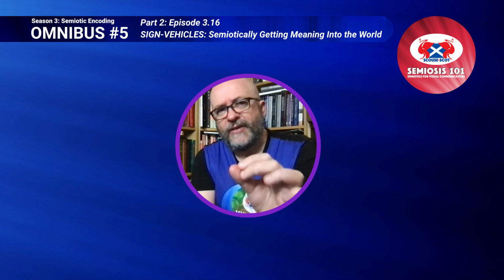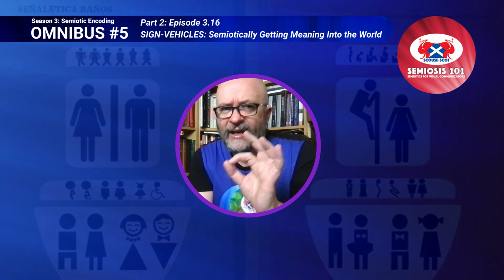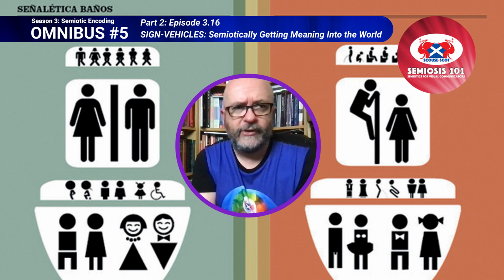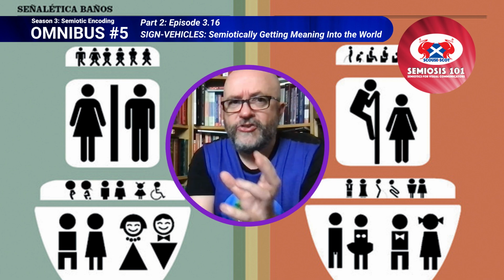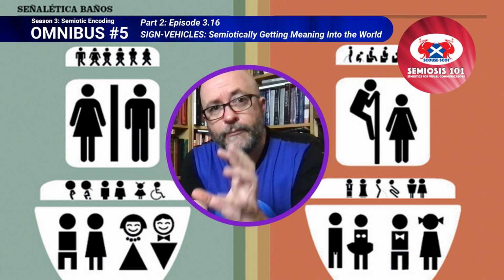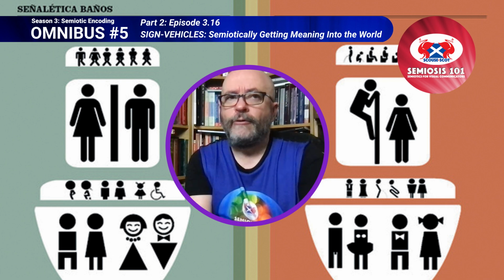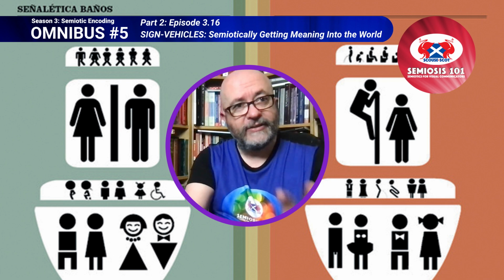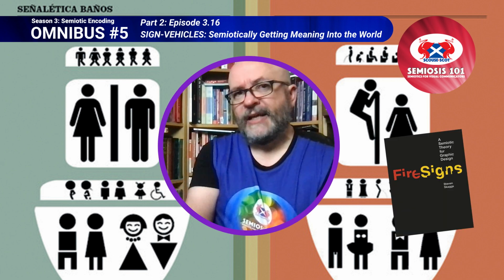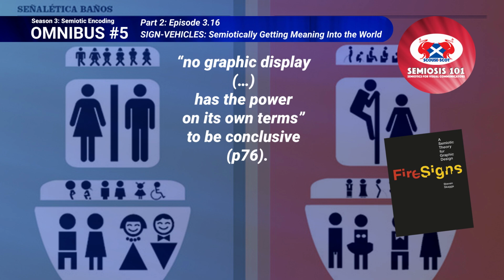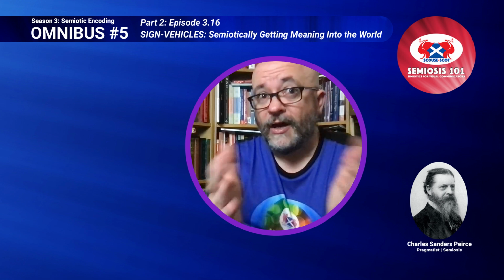Republic of Ireland based graphic designer Juan Solis has researched the humble signage of gendered toilet facilities around the world. This piece of ubiquitous signage utilises an agreed method by using proxy representations for male and female bodies to resolve how to indicate in a non-verbal way which toilet to use. But Skaggs and Firesides reminds creators that no graphic display has the power on its own terms to be conclusive. But we can use semiosis to improve our chances.